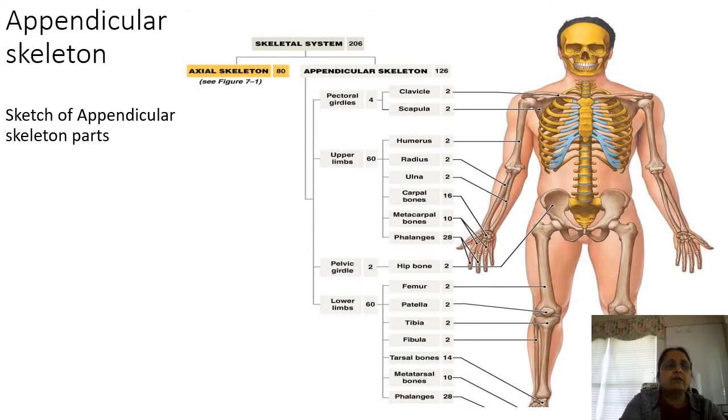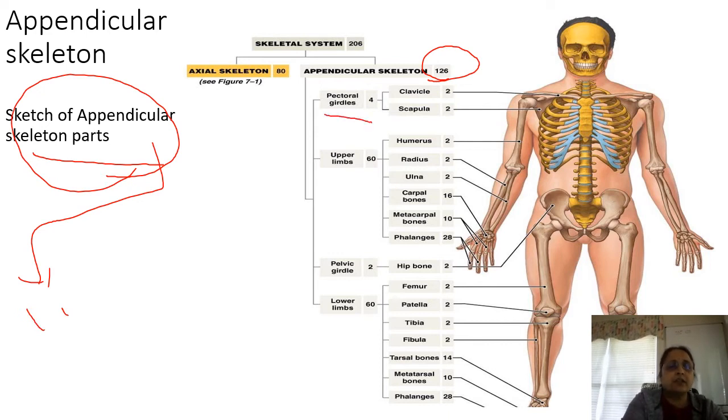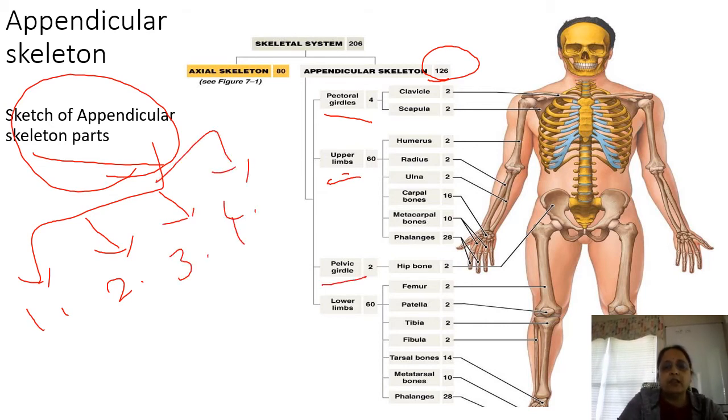Okay, so let's go to the appendicular skeleton. The sketch of this appendicular skeleton, if you see, has 126 bones that are broadly classified into 4 categories. The first one is the pectoral girdle, second is the upper limbs, third is the pelvic girdle, and fourth is the lower limbs.